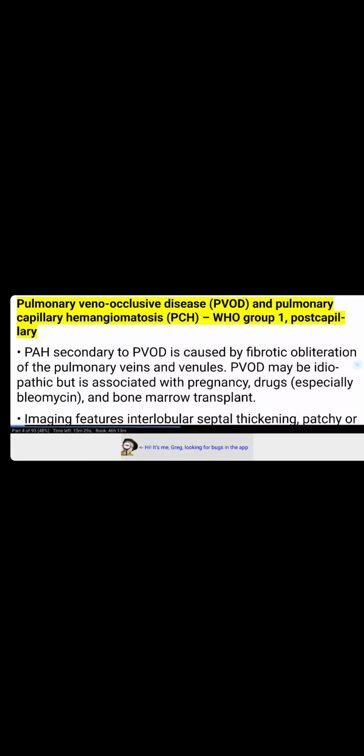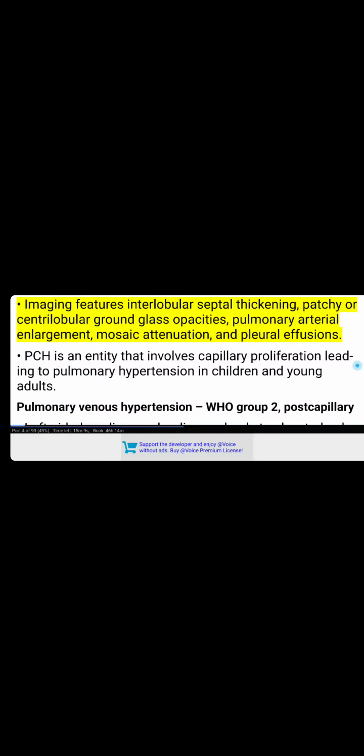Pulmonary veno-occlusive disease (PVOD) and pulmonary capillary hemangiomatosis (PCH), WHO Group 1, postcapillary. PAH secondary to PVOD is caused by fibrotic obliteration of the pulmonary veins and venules. PVOD may be idiopathic but is associated with pregnancy, drugs especially bleomycin, and bone marrow transplant. Imaging features: interlobular septal thickening, patchy or centrilobular ground glass opacities, pulmonary arterial enlargement, mosaic attenuation, and pleural effusions. PCH is an entity that involves capillary proliferation leading to pulmonary hypertension in children and young adults.